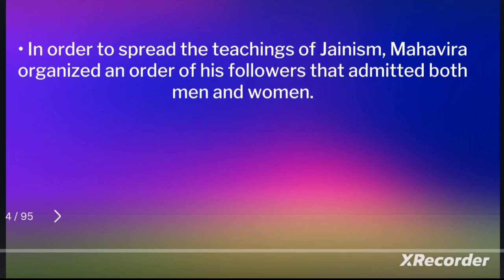In order to spread the teaching of Jainism, Mahavira organized an order of his followers that admitted both men and women.